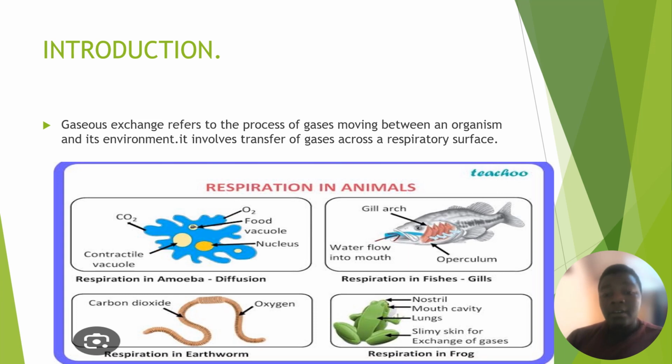The frog, the nostril, we have the mouth cavity, we have the lungs, we have the skin. So we find that the frog's respiration takes place through the skin and also through the lungs. So exchange of gases can take place through the slimy skin, where oxygen is taken in and carbon dioxide is released to the environment.